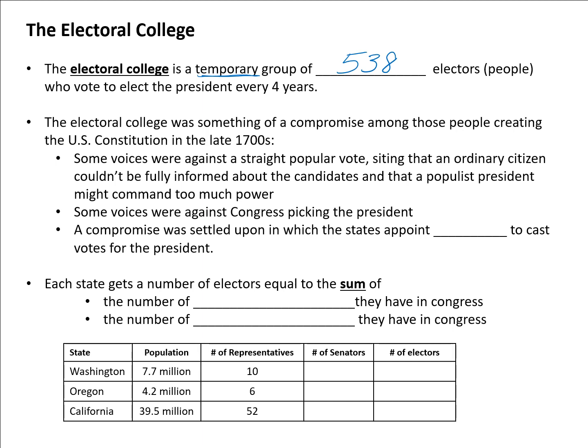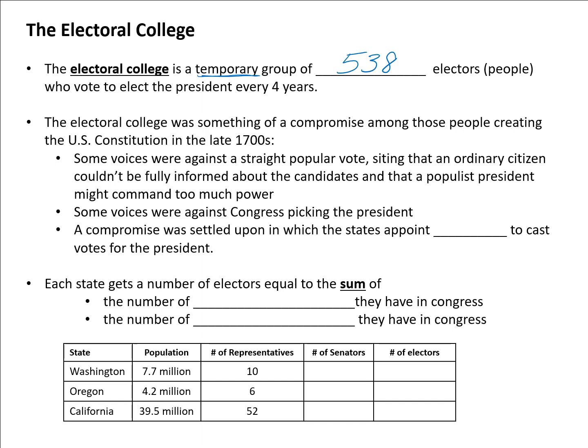The history of the Electoral College is that it was something of a compromise between those people who were creating the U.S. Constitution in the 1700s. When I say those people, you might think of them as the founders of the country. Keep in mind, though, that the founders of the country were overwhelmingly, in fact, all of them were basically white men. So the Constitution was written from their perspective.